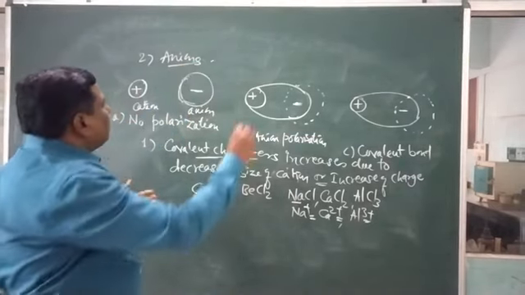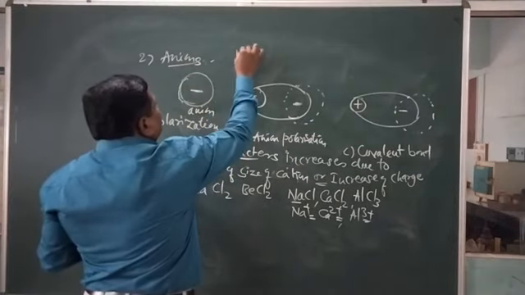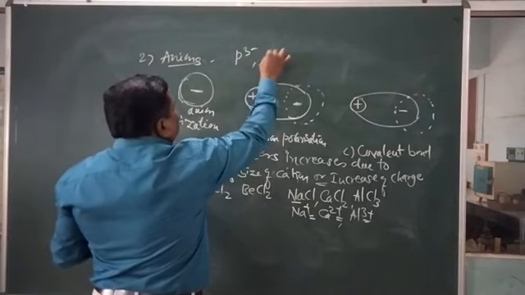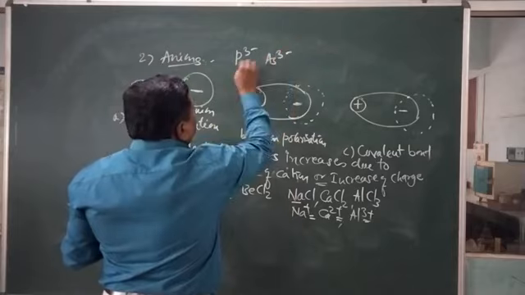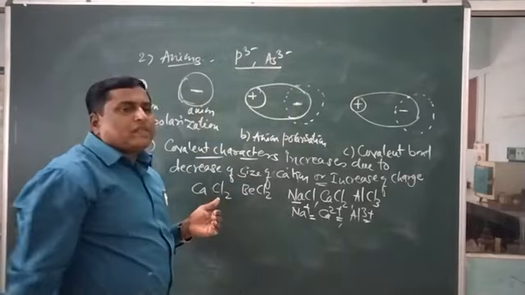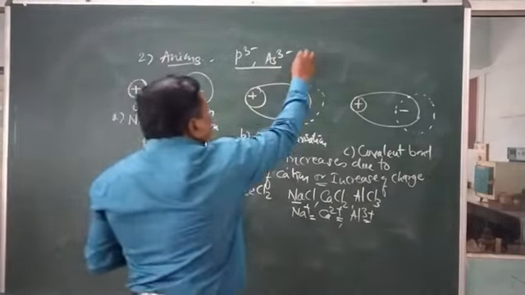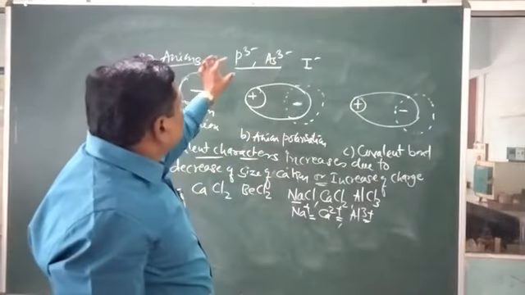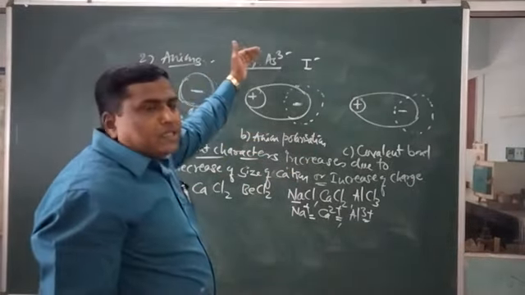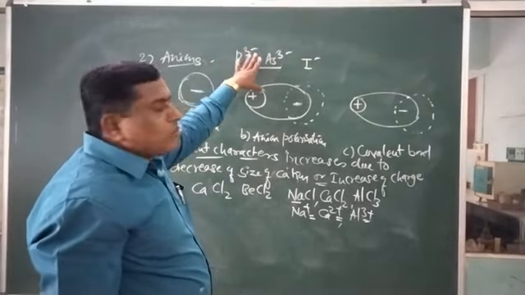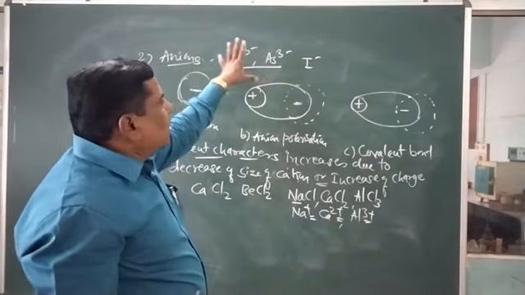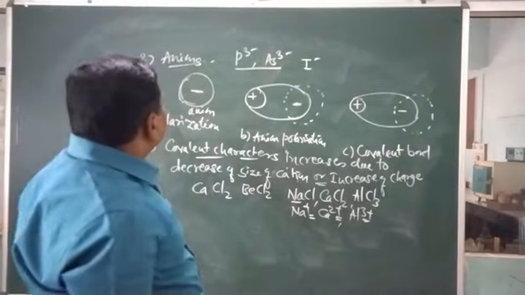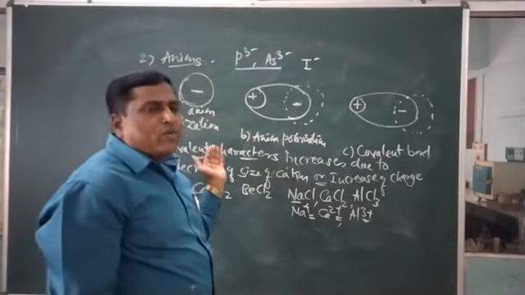For example, phosphorus P3-, arsenic As3-, and again I-. Now generally what happens here is that the charge increases. Then automatically the covalent character increases. This idea is taken in the second point.